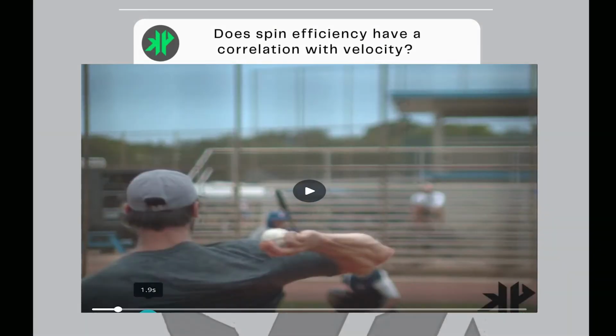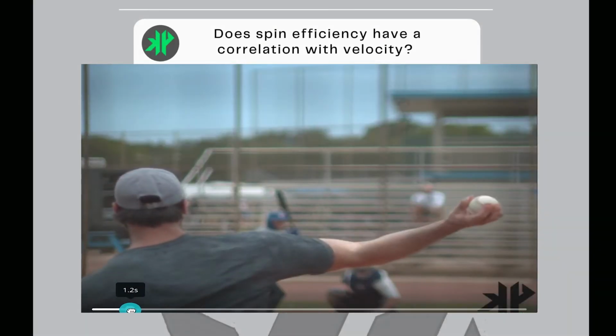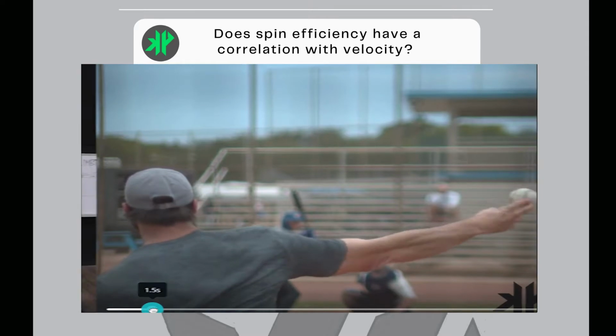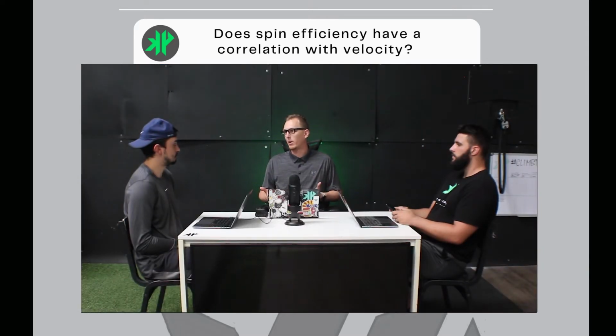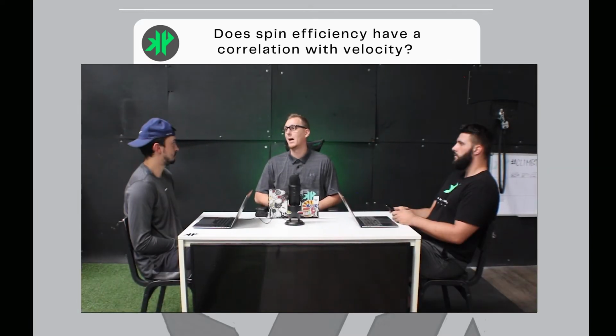So if you're a guy who is constantly sitting 60% spin efficiency, it's something that we should look at to try to maybe drive velocity up. If you're somebody who's 90% spin efficiency, chances are that it's probably not affecting the velocity as much as we want to give it credit.